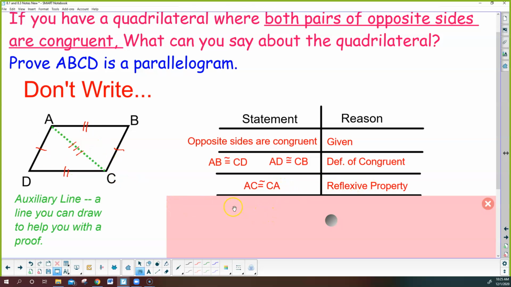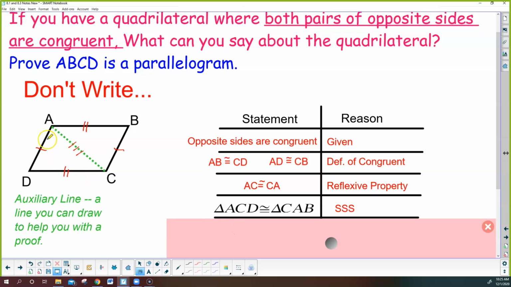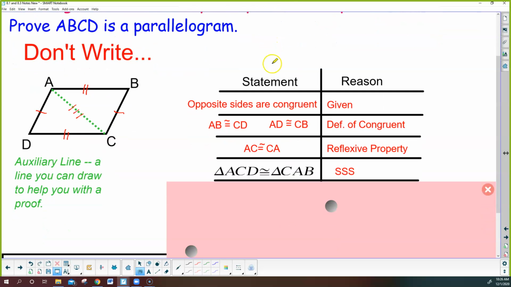And notice what I'm doing. I'm getting to the point where I can prove that the triangle on the bottom is congruent to the triangle on top by side, side, side. And this is our goal. We're going to take what we've already learned, proving triangles are congruent from last trimester. You need to know how to do that to be successful in this piece.